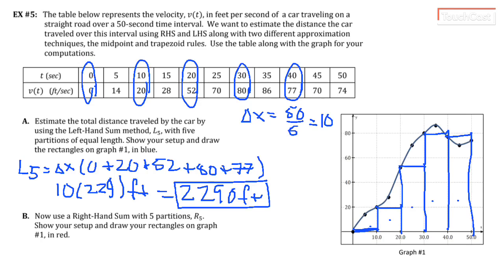Now for part B, we're going to use a right-hand sum. Again, 5 rectangles, but we're going to draw them in red. So it might be helpful if you do have 2 different colors to do this, because now I'm going to take my red pen and I'm going to use the same graph, and I'm going to create from the right hand side rectangles.